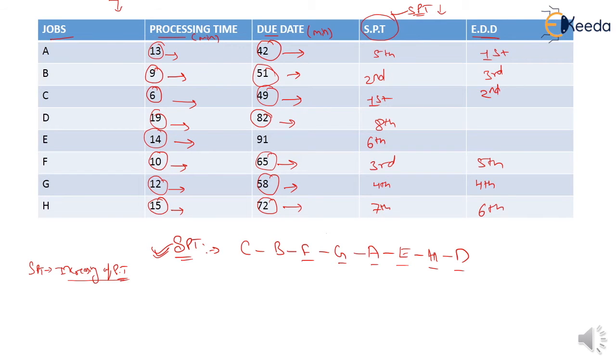So D job is taken as seventh number, and next higher is 91. So E job is taken as 8th number. So what is the sequencing according to the EDD, earliest due date rule, EDD rule?